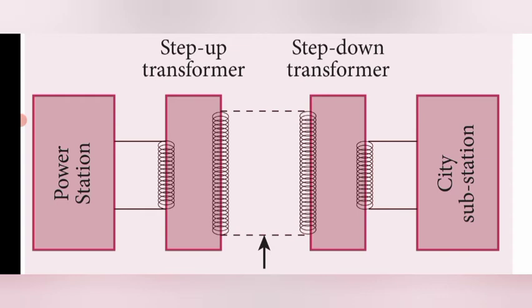What is the purpose of the step down transformer here? When the current value is increased, it reduces the voltage value, and the power passes through the city substation. So this is the diagram of the long distance power transmission.